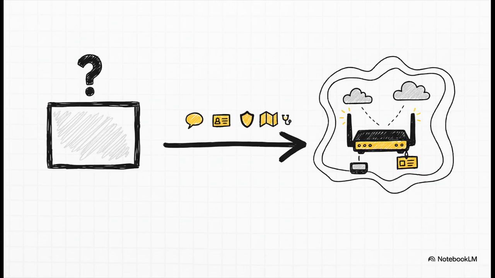So let's just step back for a second and look at what we did. We started with a completely generic piece of hardware. We learned its language, we gave it an identity and a job, we secured it, taught it how to navigate the internet, and finally, learned how to check on its health. That's a pretty incredible journey, from a simple box to an intelligent, secure network device.